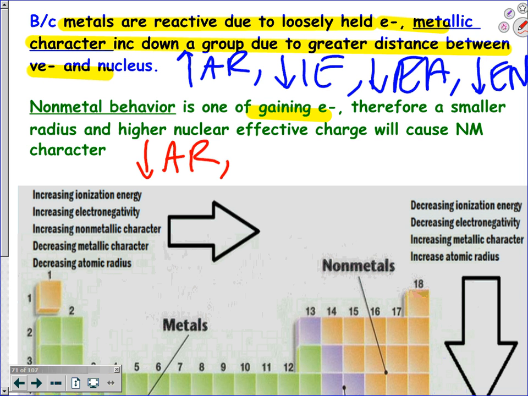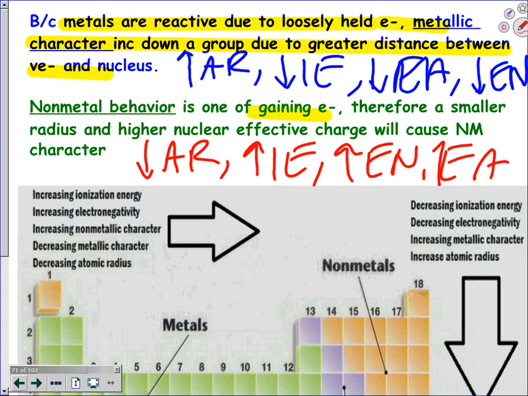So anyway, the rest of these: high IE, they want electrons; high EN, they want electrons; and high EA, they want electrons. Okay. Who's the most reactive of the nonmetals? Fluorine, yes. All right, questions here so far?